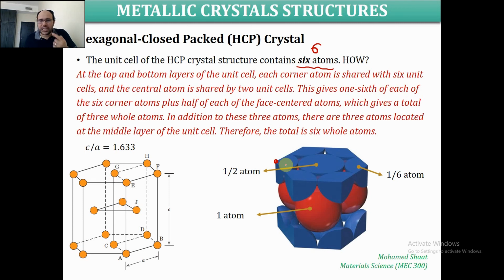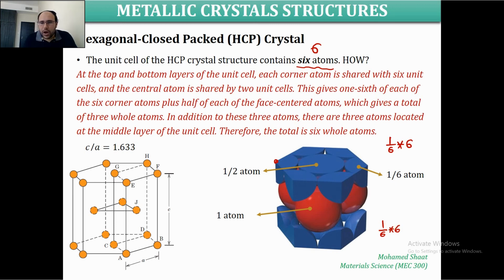It means that every single unit cell will take 1/6 of that atom. So 1/6 times 6 atoms at this corner gives us 1 atom for the corners. If you repeat it for the lower surface, you're going to end up with another atom. So we have 1/6 on the top times 6 corners, and on the bottom surface we also have 1/6 times 6 corners. This is one thing.